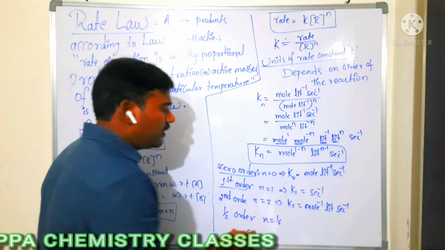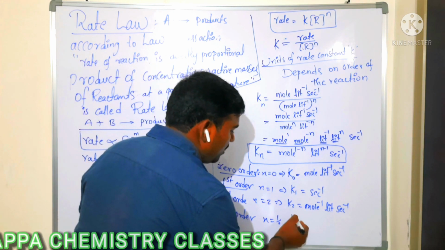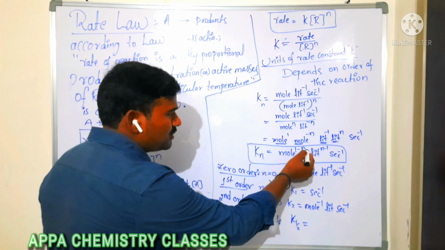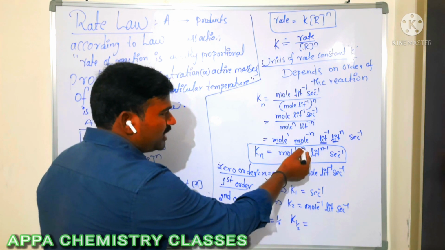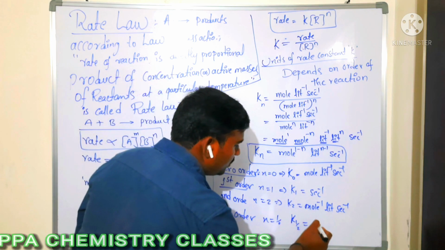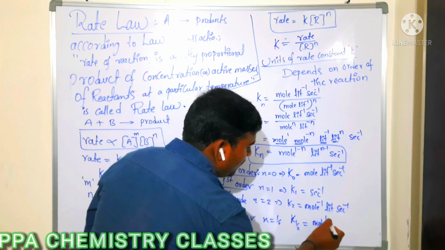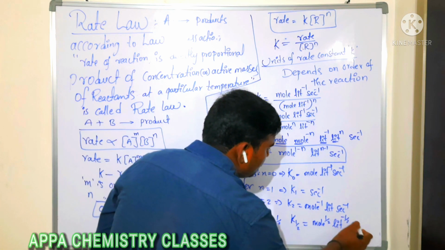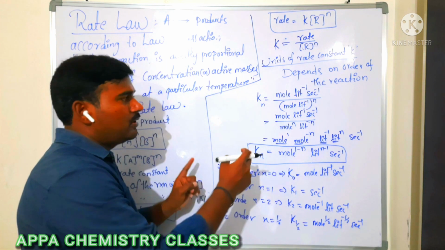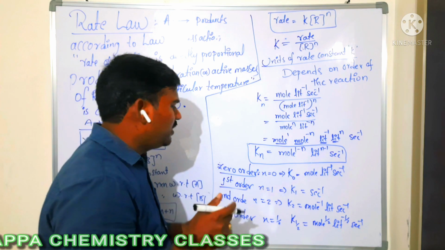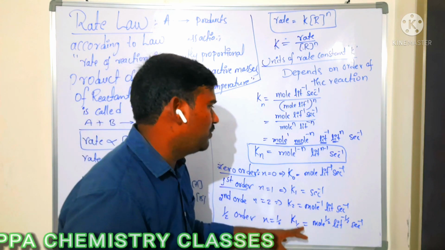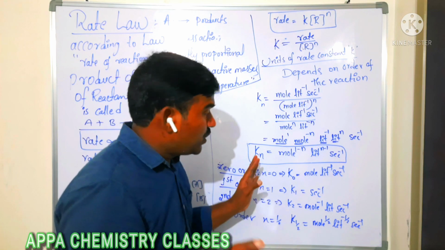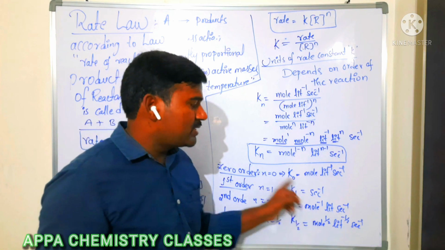So that is half order. For half order, the rate constant has mole power 1 minus 1 by 2, that is mole power 1 by 2, liter power minus 1 by 2, second inverse. These are the units of rate constant, which is very, very important. Whatever order unit you want, in place of n you substitute it. So by seeing the units, we can decide the order of the reaction.